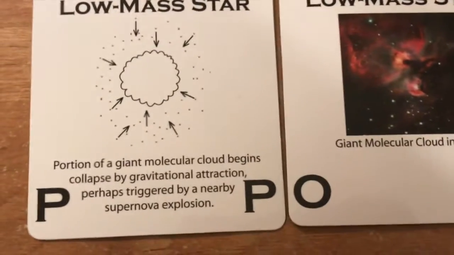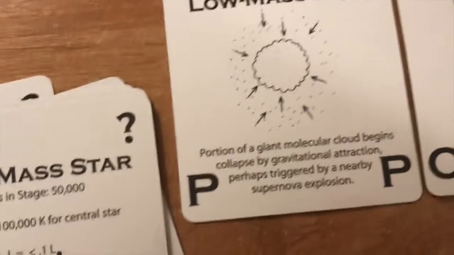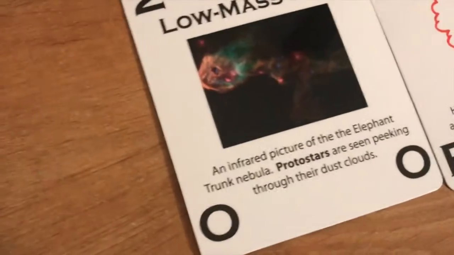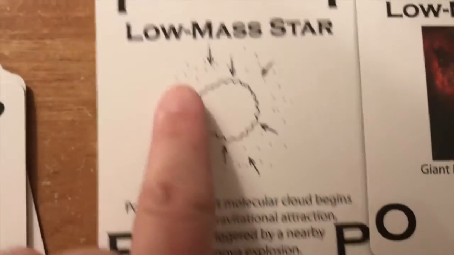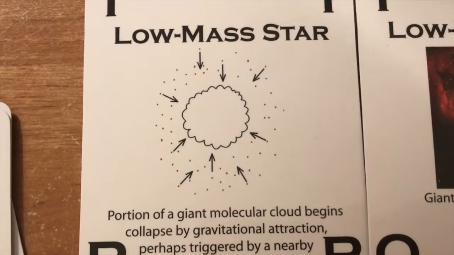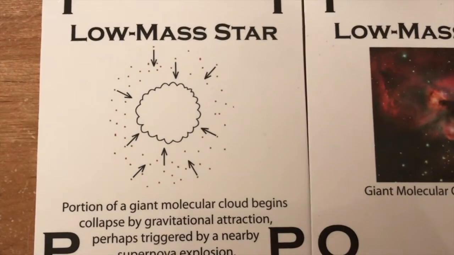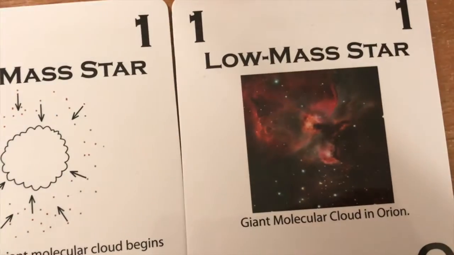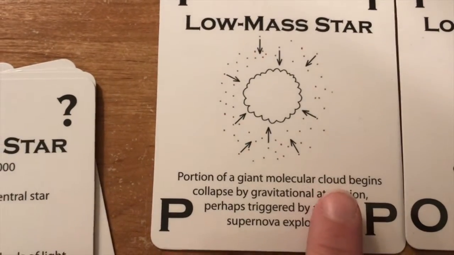Your next step is to look at the characteristics cards. And you're going to scan through and see which one of the characteristics cards matches up with the pair. And you'll do that for each of the 9 cards you have for each of the 2 sizes of stars. So, if I look at this first one, low mass star says, a portion of giant molecular cloud begins to collapse by gravitational attraction, perhaps triggered by a nearby supernova explosion. And then I just have a picture with the object's name. So, I know that I'm talking about a nebula, that's a giant molecular cloud.